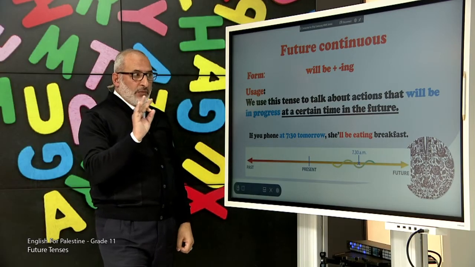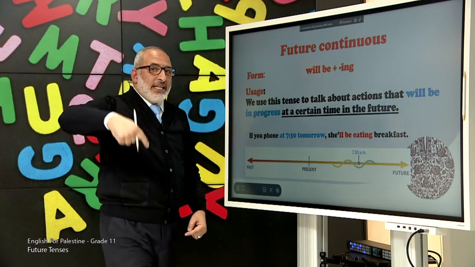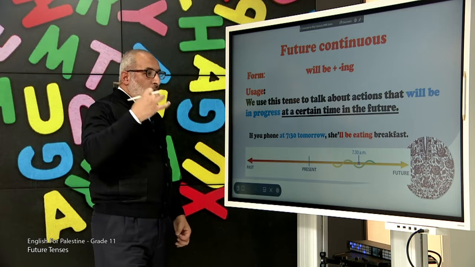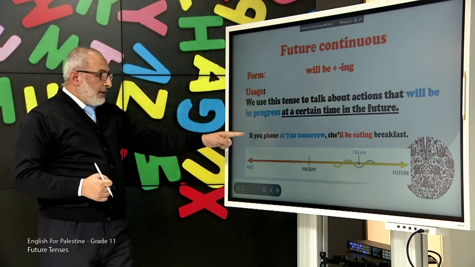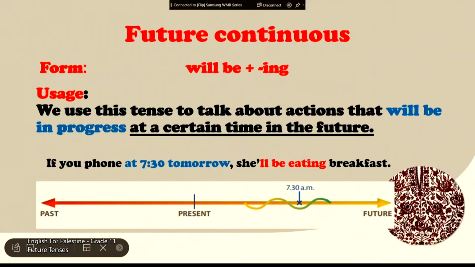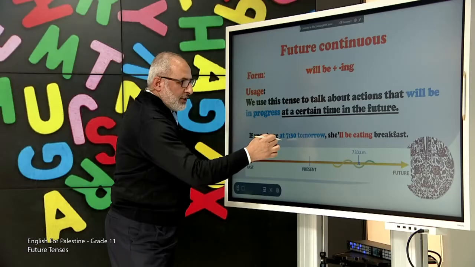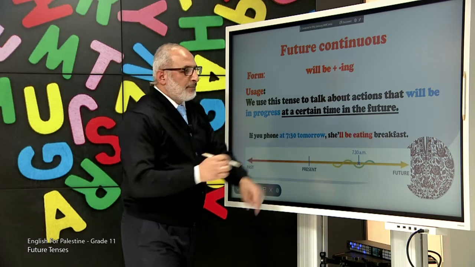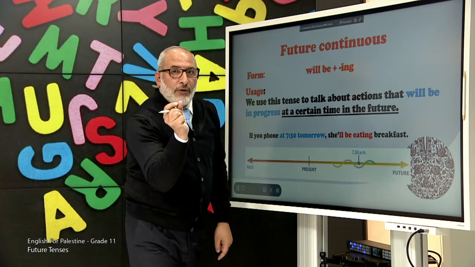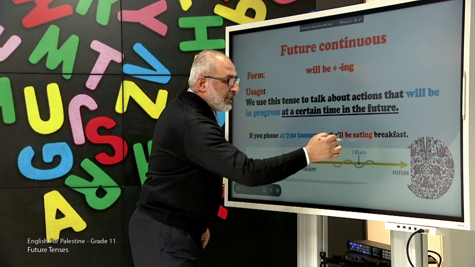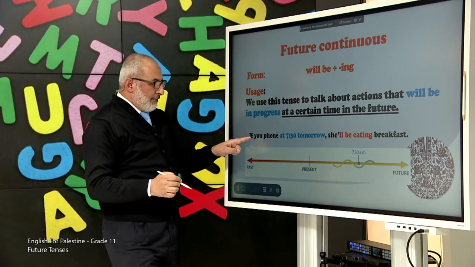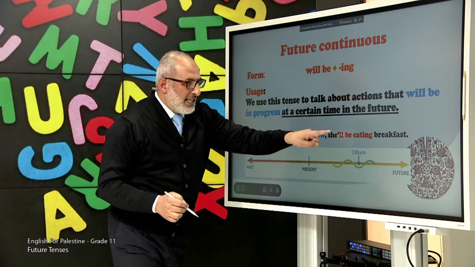Be careful, again, we use this tense to talk about actions that will be in progress at a certain time in the future. Let's look at this example. If you phone at 7:30 tomorrow, a certain time in the future, she'll, the short form of will, she'll be eating breakfast. Will plus be plus the ing form of the verb.